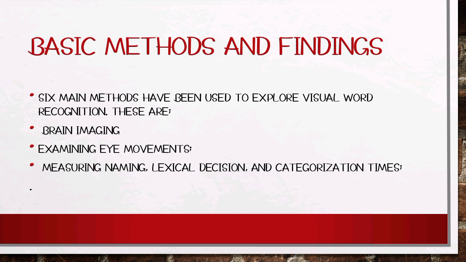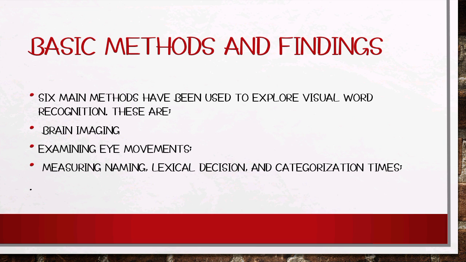Number 1. Brain imaging. This method uses techniques like fMRI, functional magnetic resonance imaging, or EEG, electroencephalography, to measure brain activity while participants read words. It helps identify brain regions involved in different stages of word processing. For example, researchers might use fMRI to observe which areas of the brain are active when people read words with different levels of frequency.